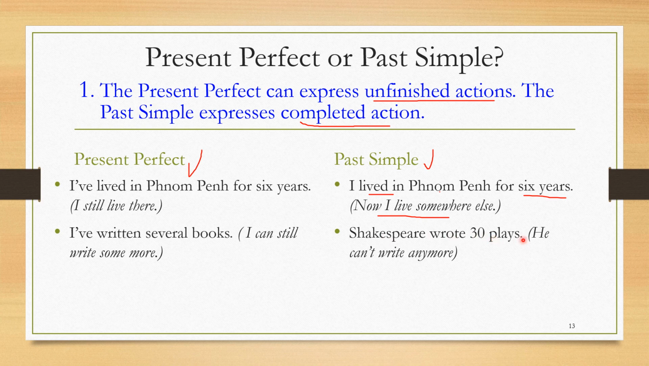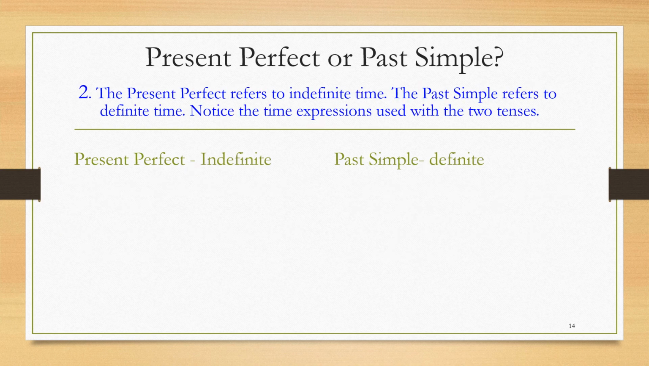So "Surrey play" means "Surrey story." So he can't write anymore. So that's why they use "wrote." "Wrote" means finished, a completed action here. Okay. We can move to the differences between present perfect and past simple in here.